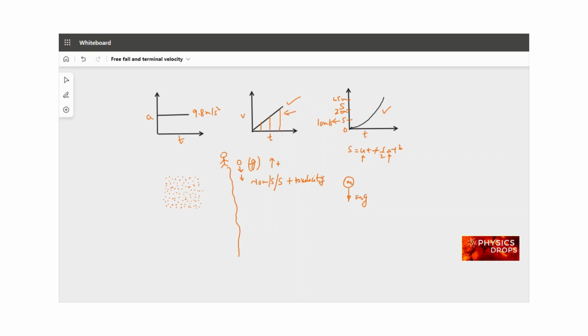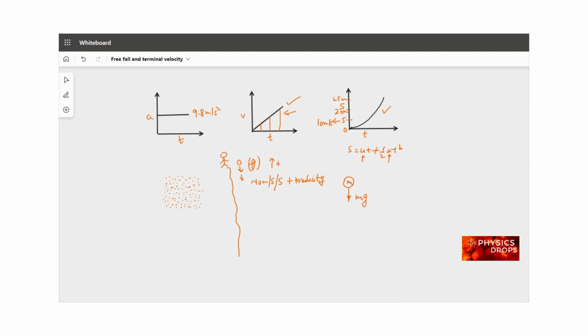Gravity, the center of the earth, is pulling it with a gravitational force, and there is acceleration due to gravity, g, times m, which is the force due to gravity, which is mg. But it is traversing through a medium. What is the medium here? It is air.